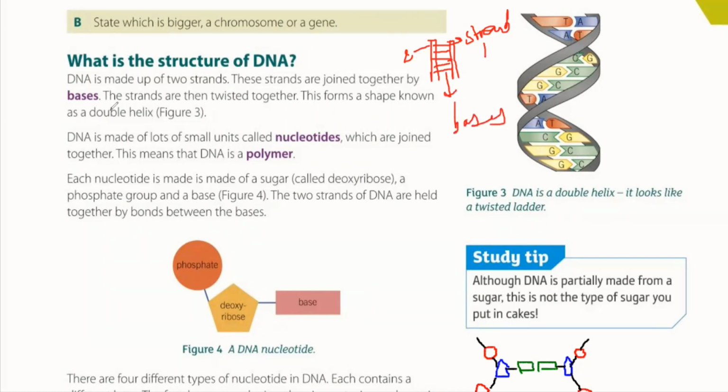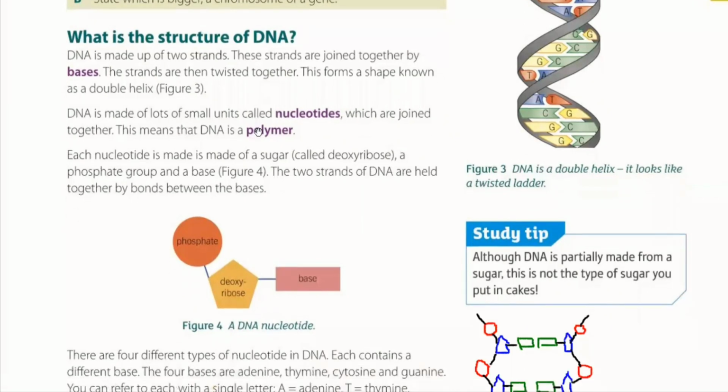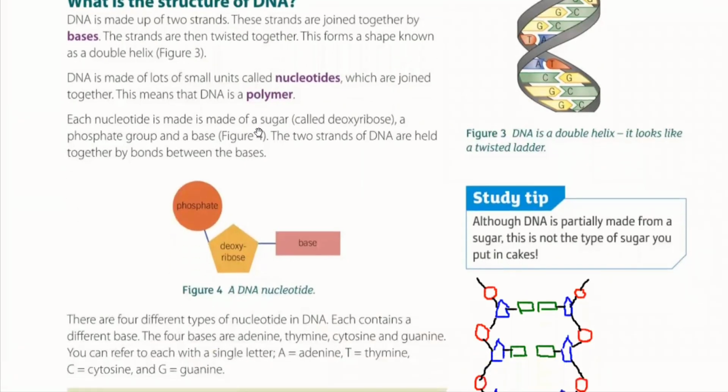And then these strands are twisted together. What we used to do is twist it like this. Can you see? Like when making a fabric, we used to twist like this. So the two strands are then twisted like this. I hope this is clear to you all. This is the basic structure of the DNA that we have seen. And then they are saying that DNA is made up of small units called nucleotides.